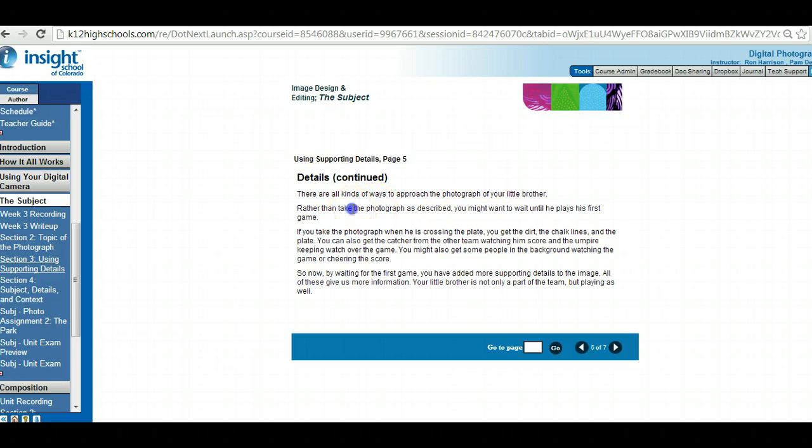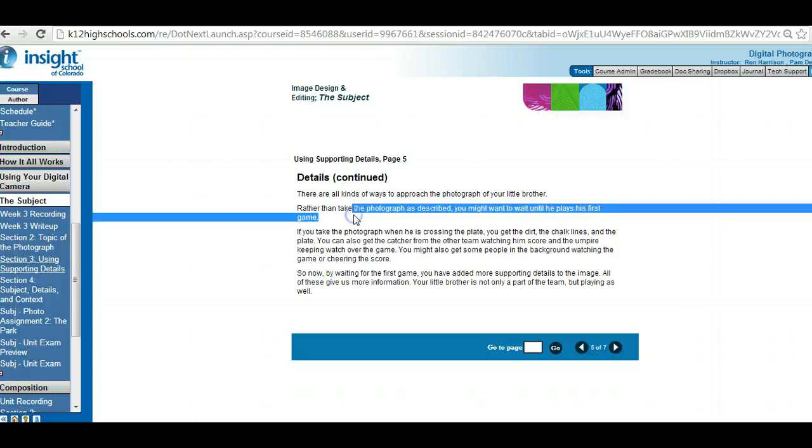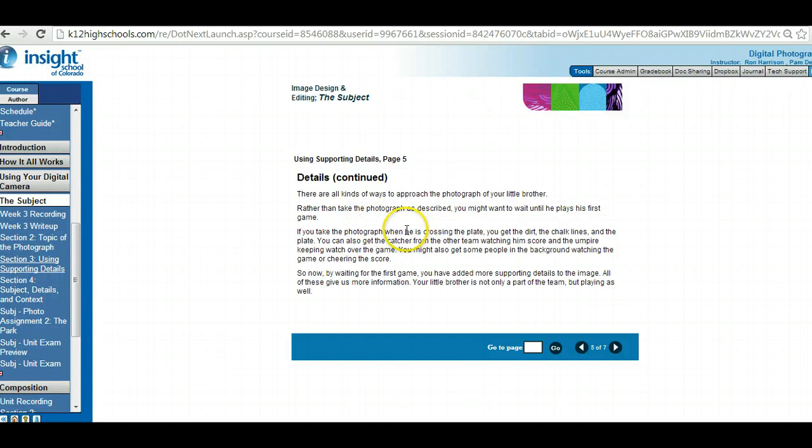Rather than take the picture to describe, you might wait until he plays his first game, then you can take the picture. Take the picture when he crosses the plate. You get the dirt, the chalk lines, all of that stuff. You also get the catcher from the other team trying to tag your brother out, or picture the umpire watching the play. So all those things are important detail that can really tell a story about your picture.